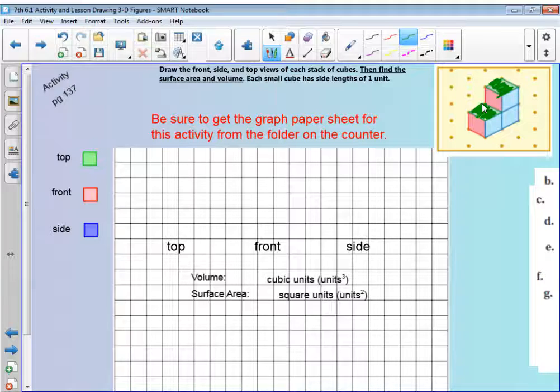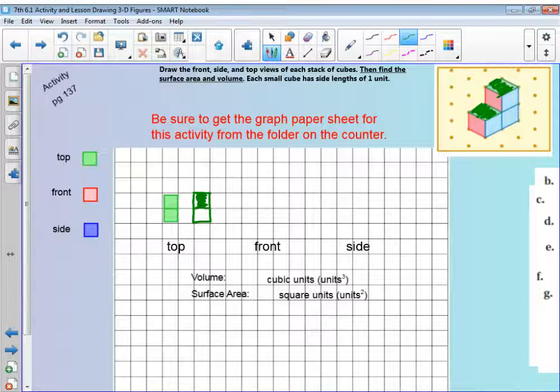If I were to look at that from looking over top, I would actually see two squares that look like this. Okay, so there's my top view. What you guys are going to do is just draw what it would look like from the top. So you might draw something that looks like this. And if you want to shade it in, you could shade it in also.